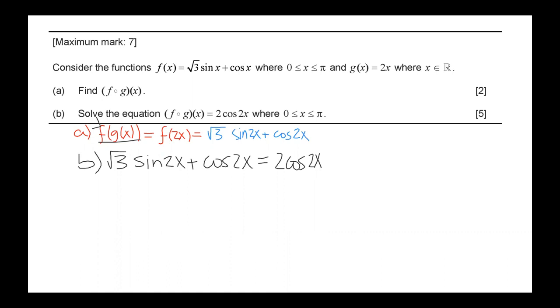Now, in order to solve for x, let's first try to simplify a little bit. Let's take the cosine 2x to the other side and subtract. So we get radical 3 sine 2x equals cosine 2x.